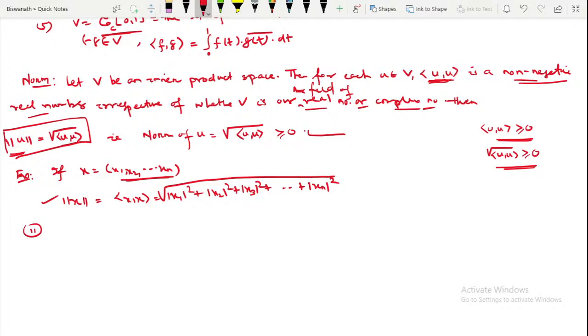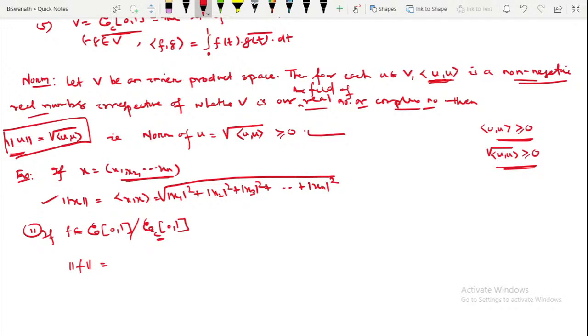Similarly, if I take another example, f is a function that belongs to script C[0,1]. Whether it is over the set of all real valued continuous functions or the set of all complex valued continuous functions, whatever it may be, we can say this is script C[0,1] over C, which stands for complex numbers. So if f belongs to this, then what will be the norm of f?